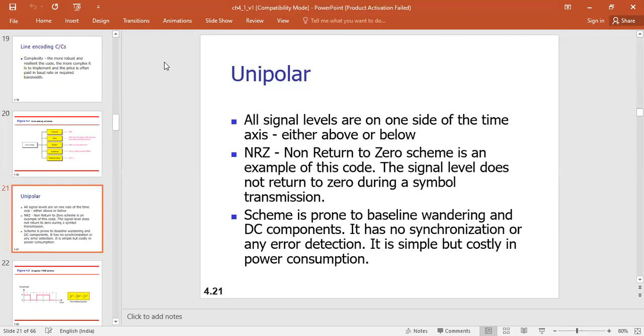the symbol transmission. जब transmission करेगा वो return zero तक नहीं करेगा. So that is the main fund of this scheme. The scheme is formed with a DC component, and it has no synchronization. It is simple but it has high power consumption. So ज़्यादा simple है but it consumes more power.